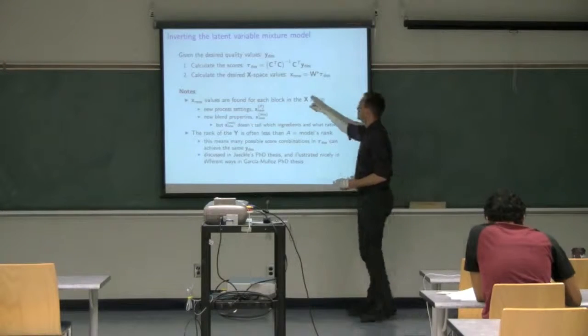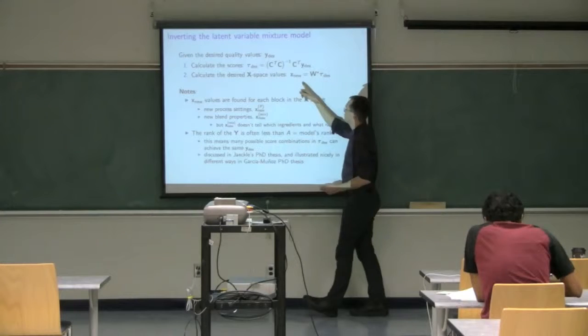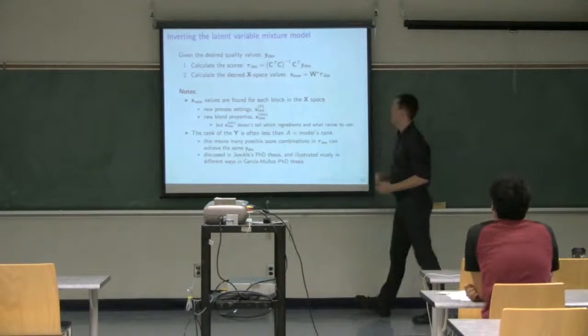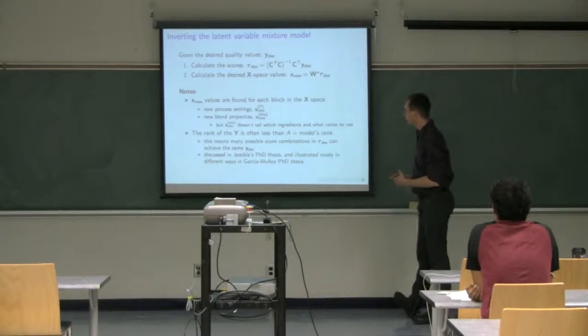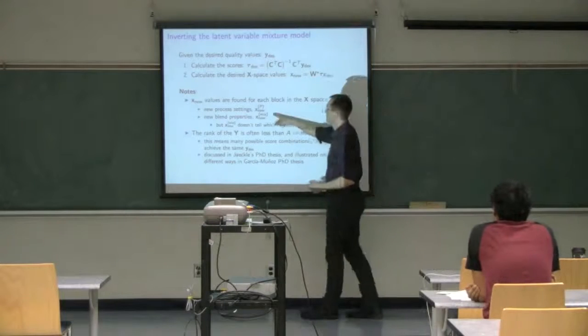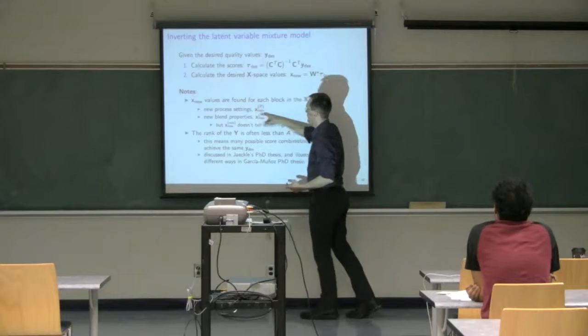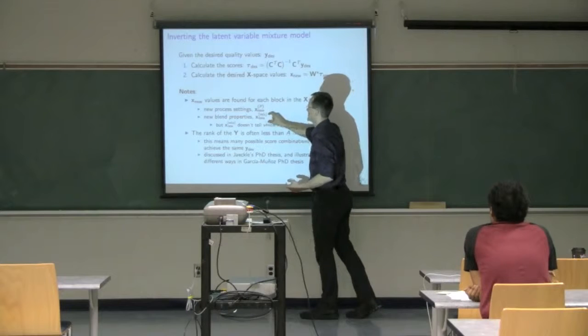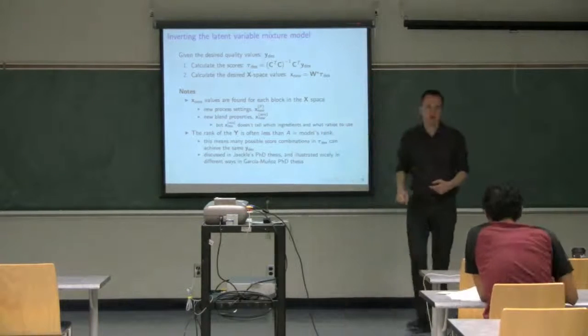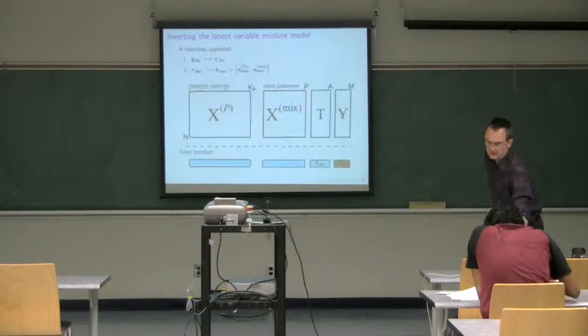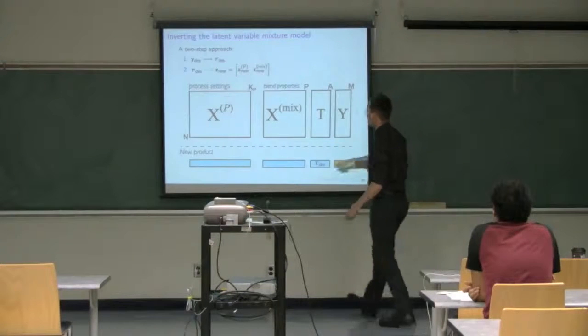And then once you've got your tau desired, to go back to the X's, we just multiply that tau desired by W star. And we do that for each block. So you can break it down on a block by block basis: calculate the new process settings, calculate the new blend properties. Okay. But remember this, what we're going to land up with here is X mixture.